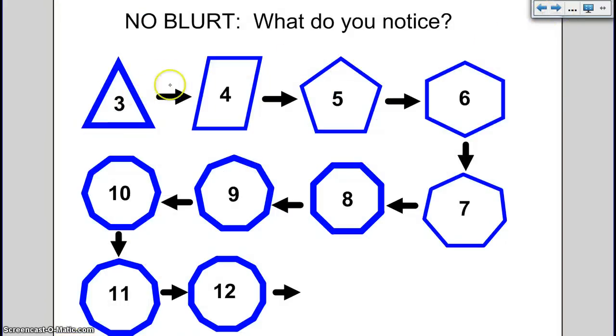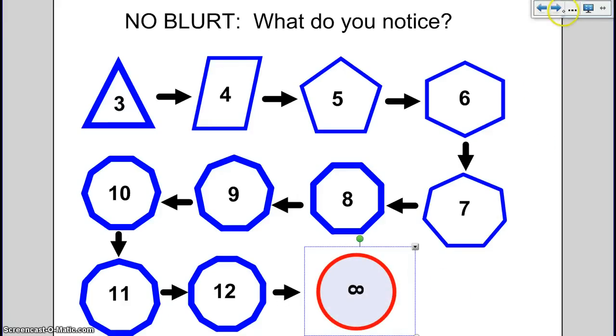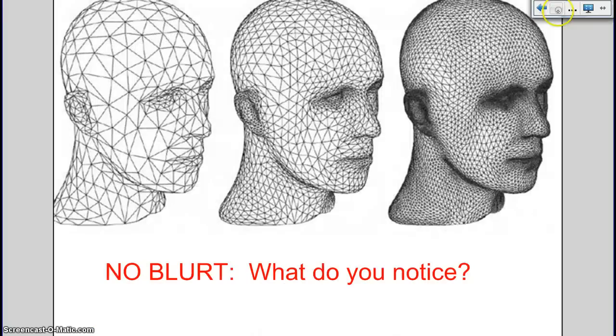Now watch what happens. As I increase the number of sides to a polygon, you notice that the polygons start to go more towards a circle. If I had a small amount of polygons and I start to add more polygons and more polygons, you notice that the figures start to look smoother. The image of this person starts to look smoother.